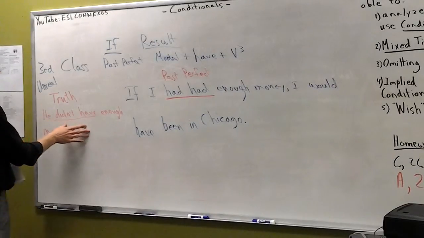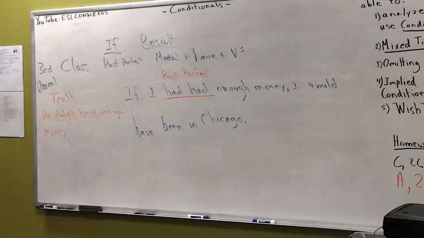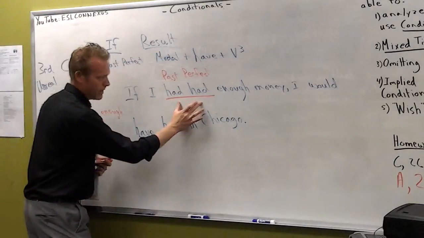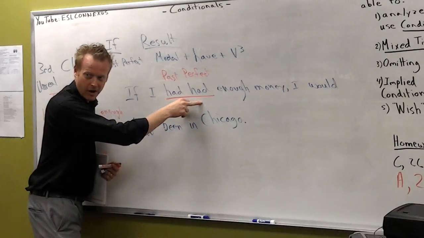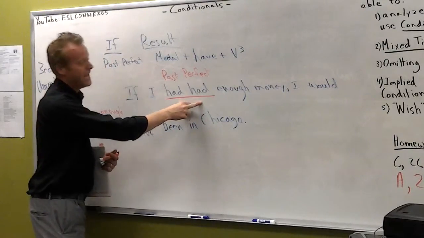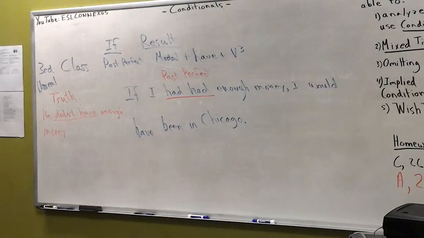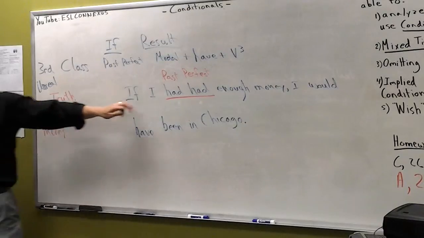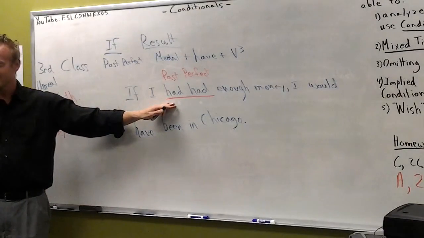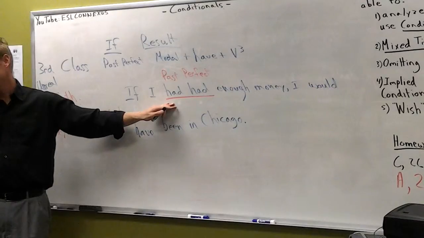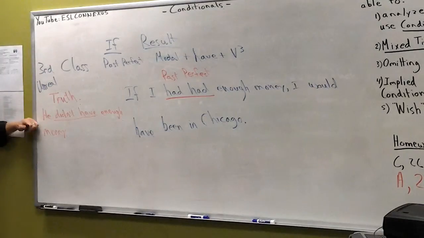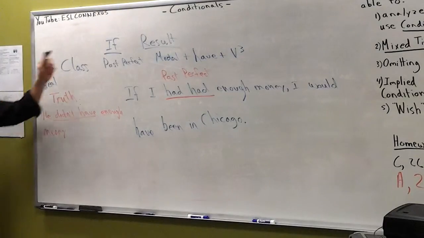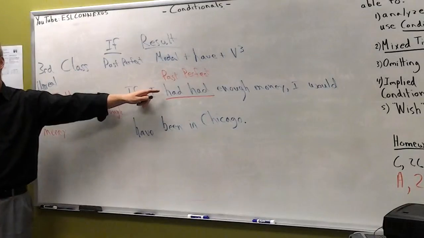So if I'm turning this into a conditional, I know I need to go back a step to make it unreal in the past, right? I need to go back a step to had. That makes it a third-class condition, and it makes it untrue in the past. The truth is negative, he didn't have enough money, so to contradict it I've got to do the opposite over here, to make it untrue, right?